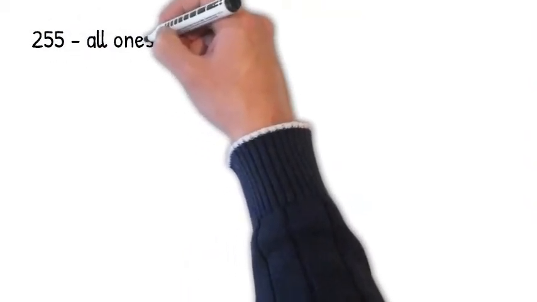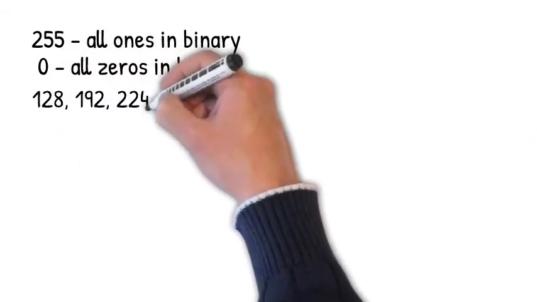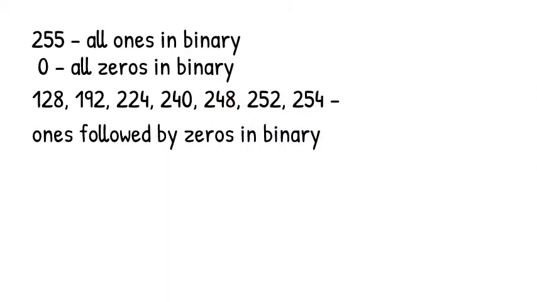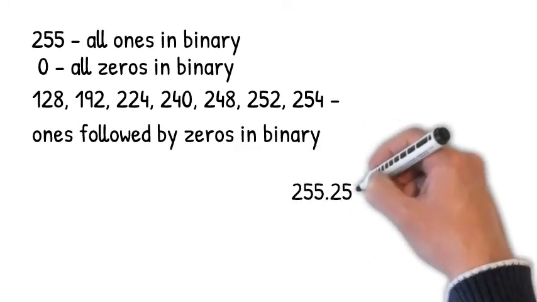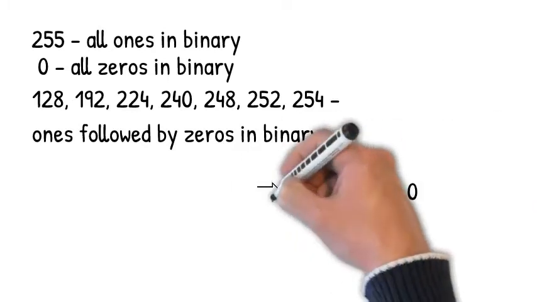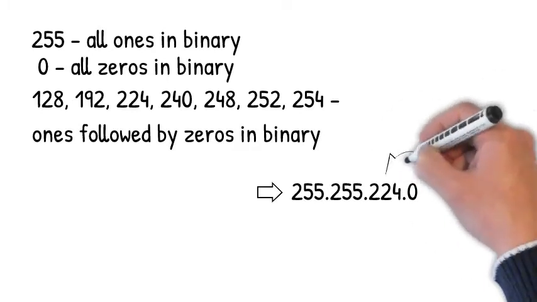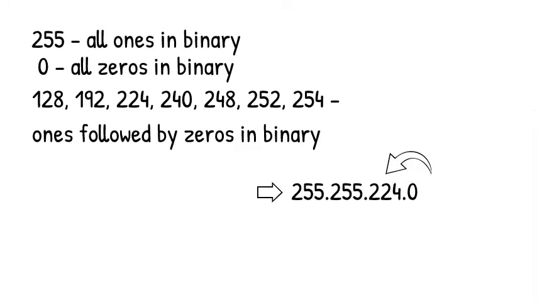So let's take a closer look at this in decimal. 255 in decimal is a string of all ones in binary. 0 in decimal is a string of all zeros in binary. Anything else, any of these other values, 128, 192, 224, 240, 248, 252, 254, these are all ones followed by all zeros. So what'll normally happen is our subnet mask will start out with 255. It doesn't have to, it can start out with any other of the other values, but it normally starts out with 255. Once we have a non-255 value, let's say 224, every octet after that has to be 0.